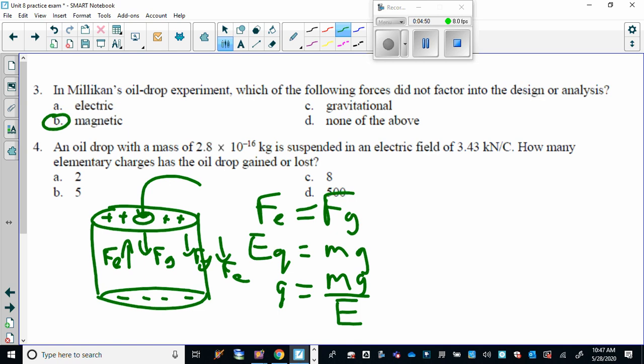Again, pretty straightforward. Mass is given to you, gravity 9.81, assuming you do it on Earth. The electric field strength is given to you, just remember that's in kilonewtons, so it's 3.43 times 10 to the 3. You put those numbers in and you get a Q value of 8 times 10 to the negative 19 coulombs, but we want to know how many elementary charges that is. So you're going to divide by the elementary charge for one electron and one proton, which is 1.6 times 10 to the negative 19.